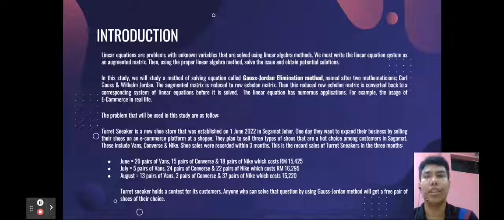By June, they managed to sell 20 pairs of Vans, 15 pairs of Converse, and 18 pairs of Nike, which cost 15,425 ringgit. In July, they managed to sell 5 pairs of Vans, 24 pairs of Converse, and 22 pairs of Nike, which cost 16,295. And by the end of August, they managed to sell 13 pairs of Vans, 3 pairs of Converse, and 37 pairs of Nike, which cost 15,220.